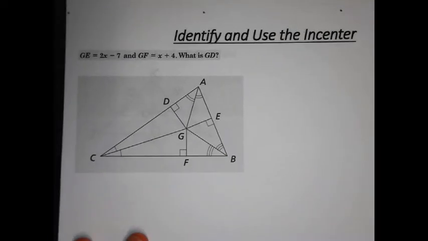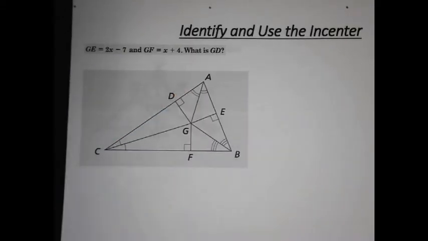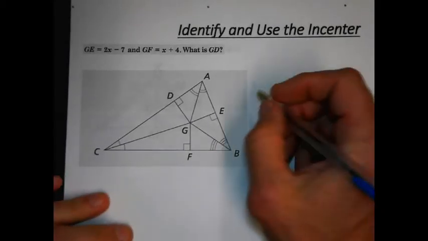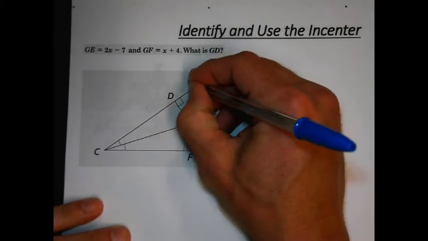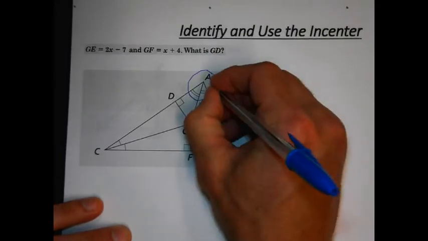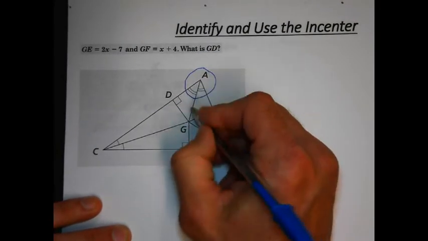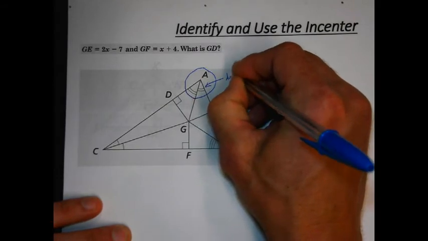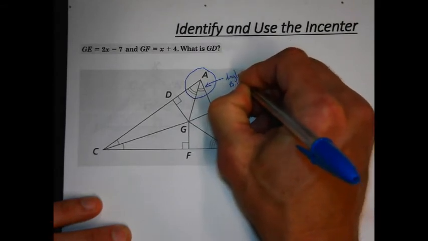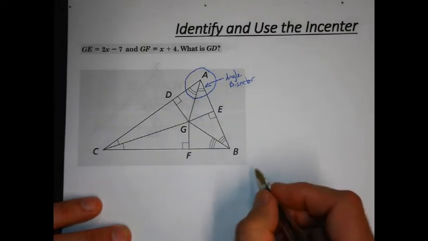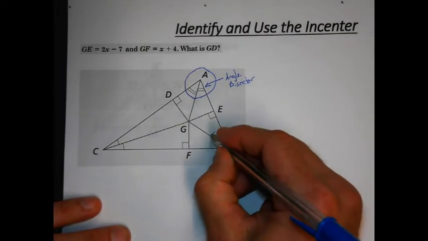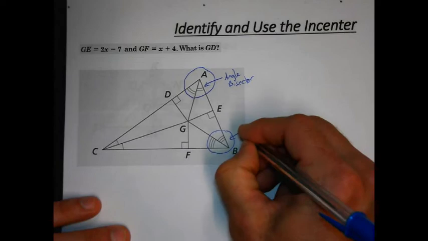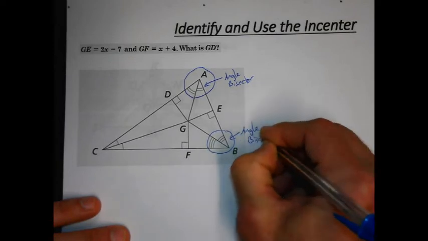So now we're going to identify and use the incenter. So here's a diagram. We're going to do some algebra. Now what's going on in this diagram? You have to be able to notice what is happening. We have 2 congruent angles here, right? And a line cutting them through. So we should be able to recognize an angle bisector when we see one, and we have to be able to do that everywhere.